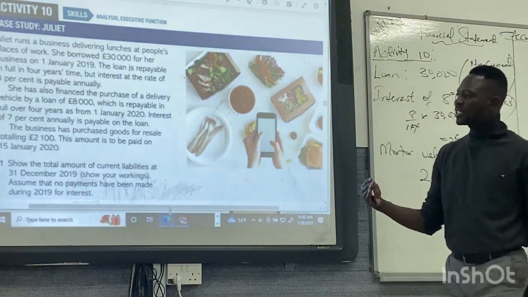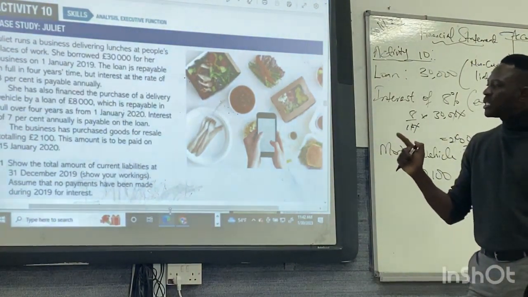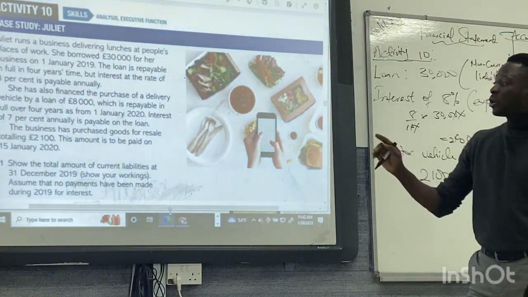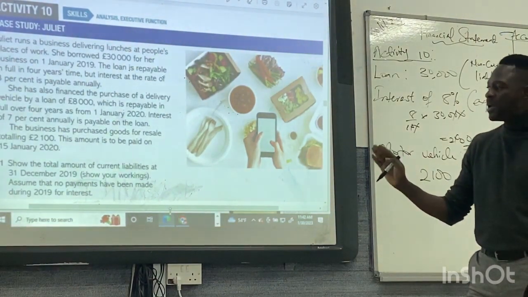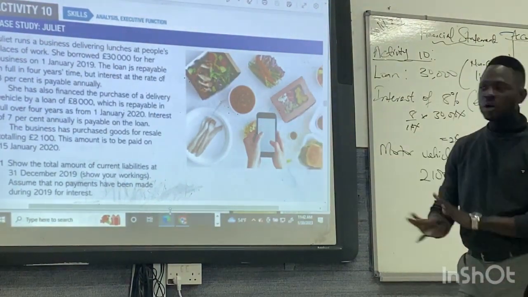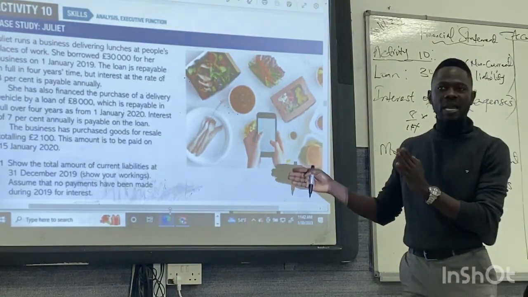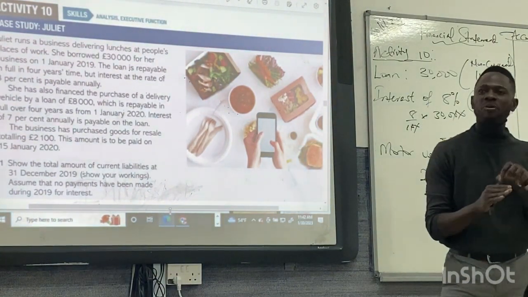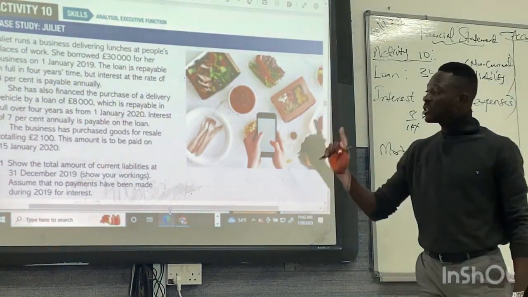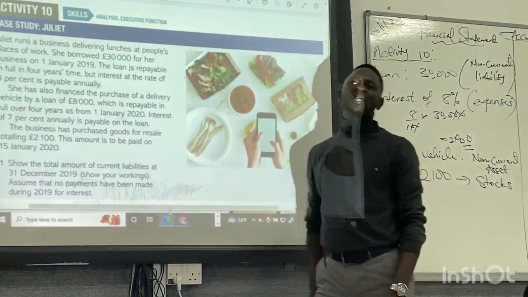So what does the question say? It said, show the total amount of current liabilities at 31 December 2019. Show your workings. Assume that no payments have been made during 2019 for interest. So no interest was paid. No interest payable for now. But even if interest is paid, we record it in our statement of profit or loss. But here we need to talk about the current liability. So the only current liability we have here is 2,100.